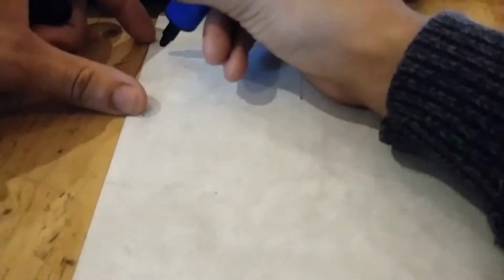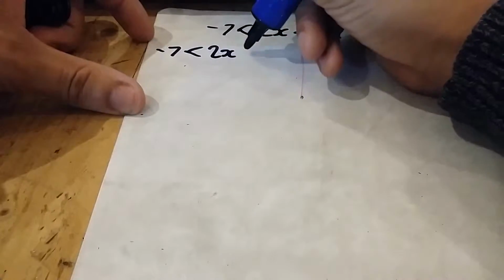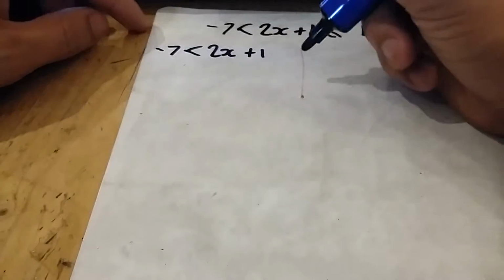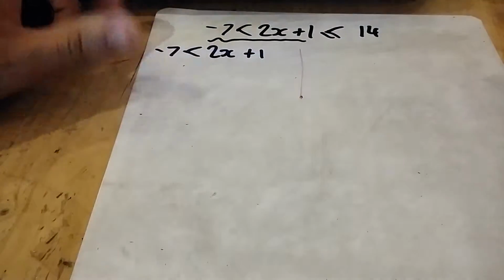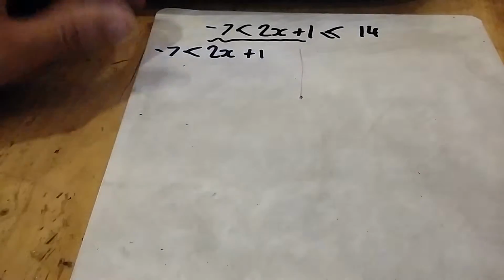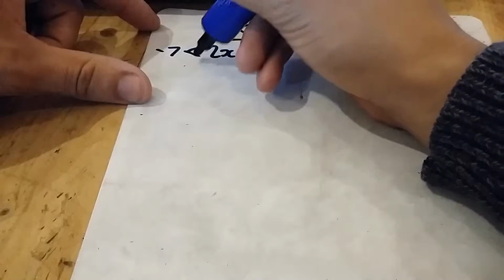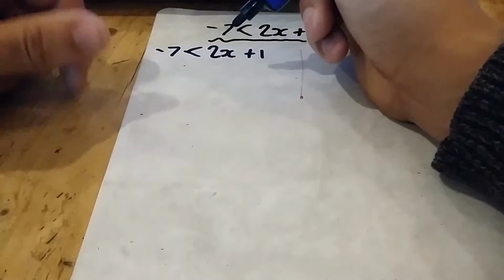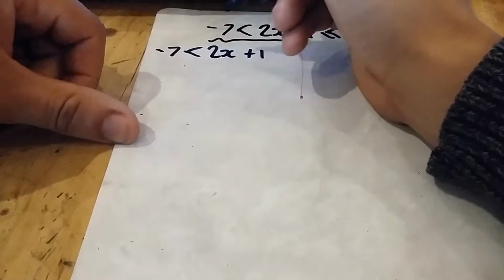What shall I do here? I'm going to solve one inequality at a time. So I'm just going to pick this part of the equation first, this inequality first, and just solve it like I would a normal equation. But just notice how I keep the inequality sign consistent in my working. So minus 7 is less than 2x plus 1.